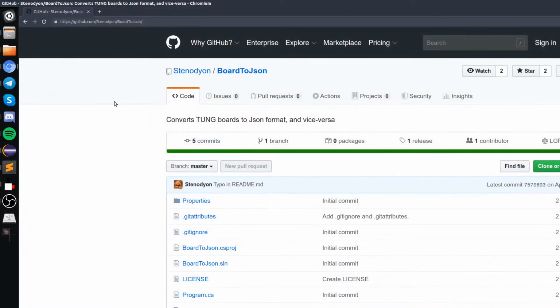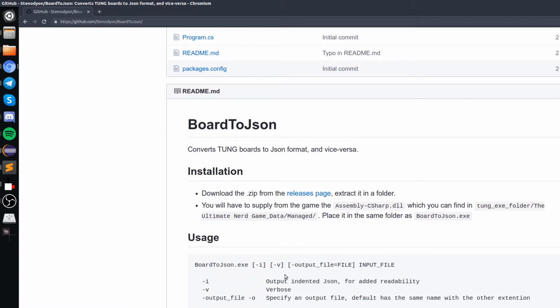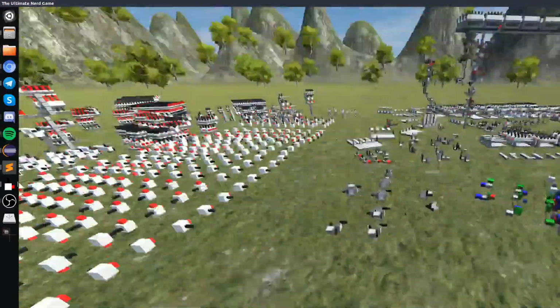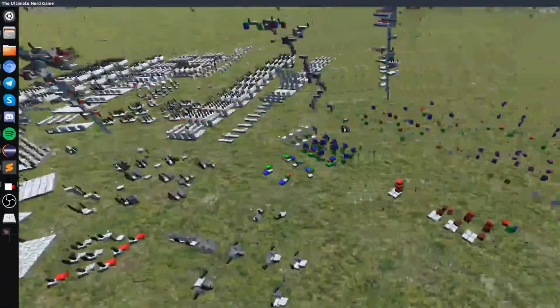Okay, so here is board to JSON, credits to Stenodin, cannot pronounce that. Anyway, this dude made this tool. I was not able to use it until I properly installed Mono, which basically is able to execute exe files and a lot of DLL stuff. This converts the saves to JSON and the other way around. It was nice for me to use it as debugging, and I used it to finally create the tungboard files.